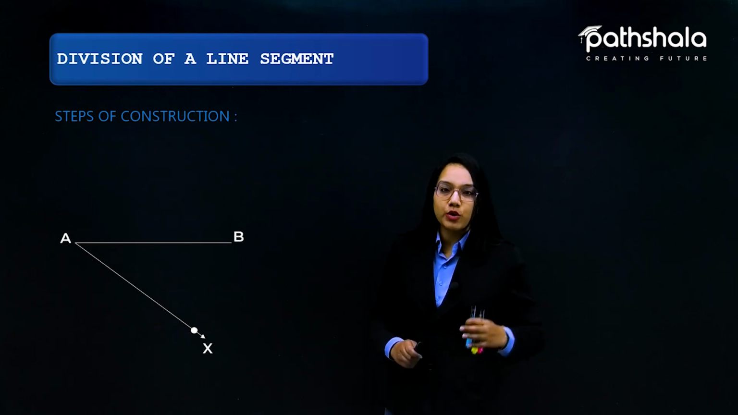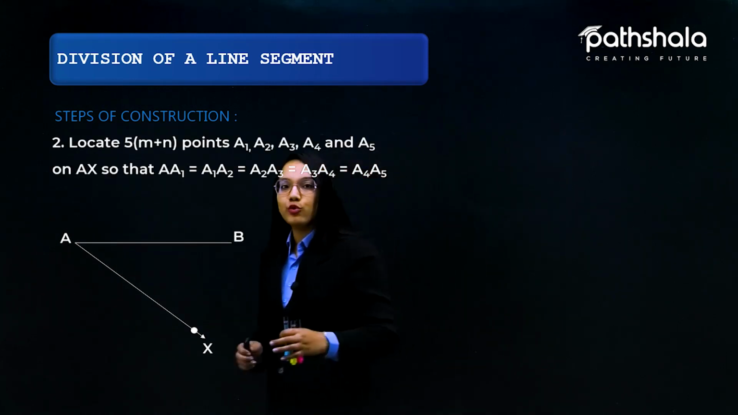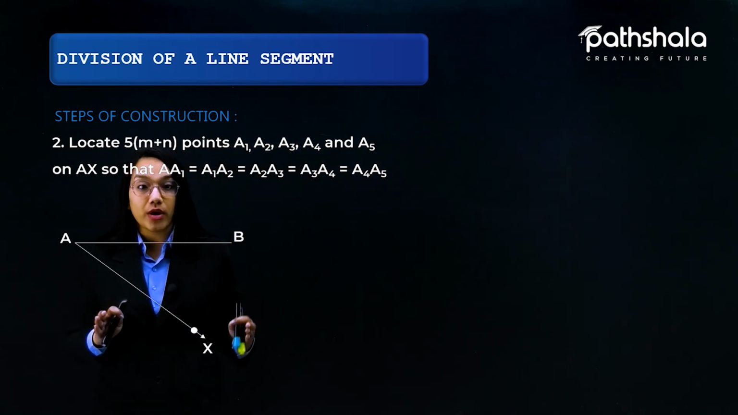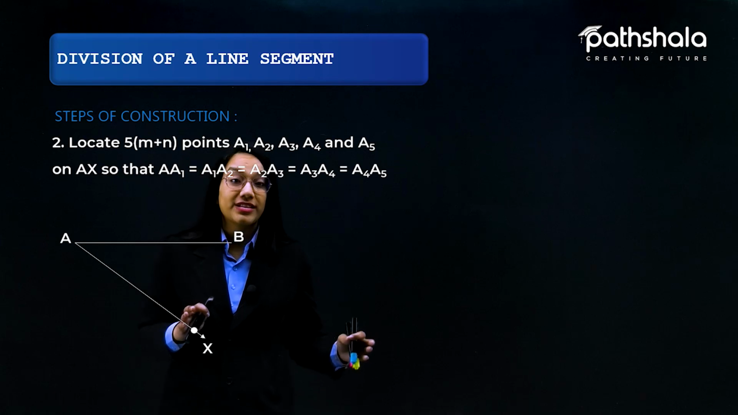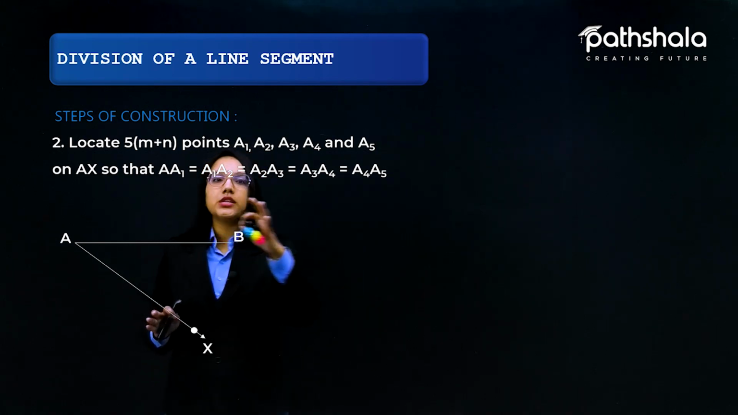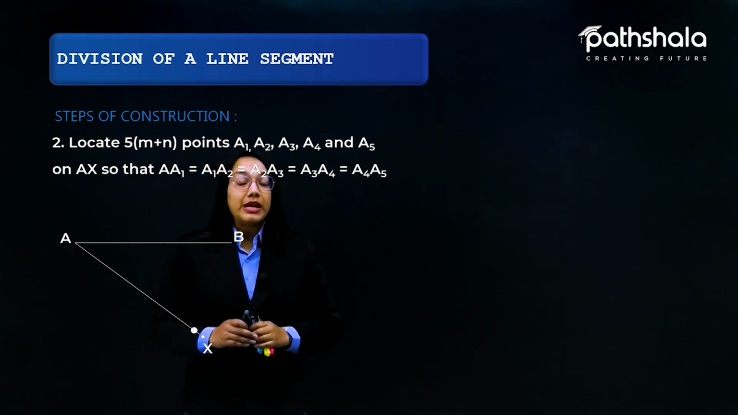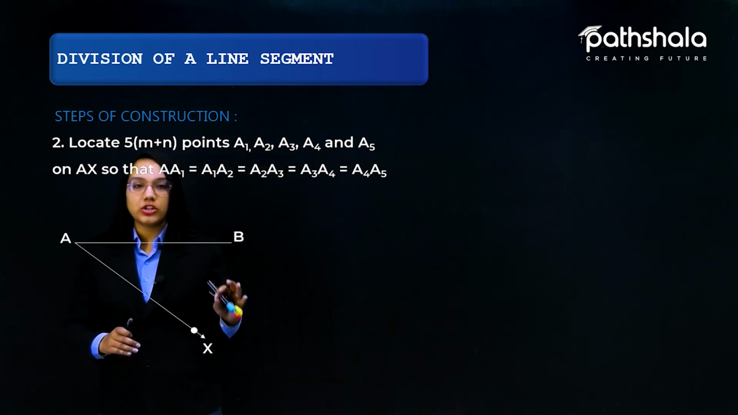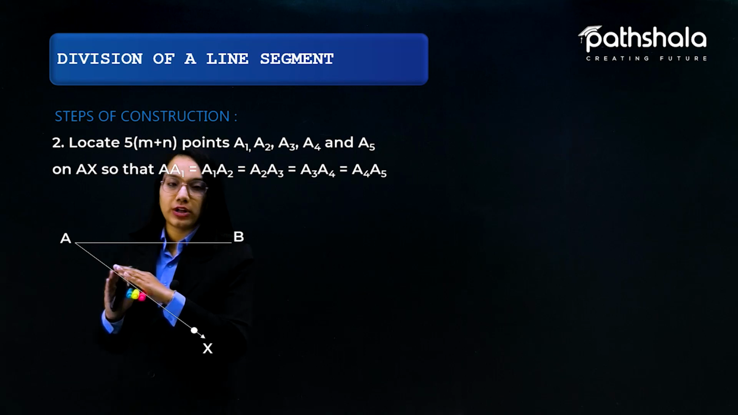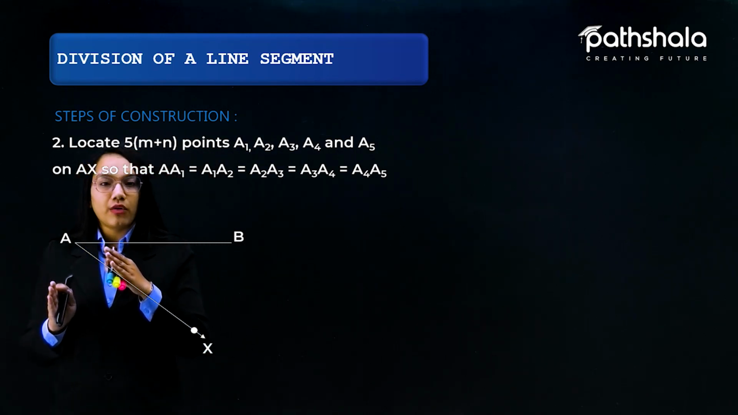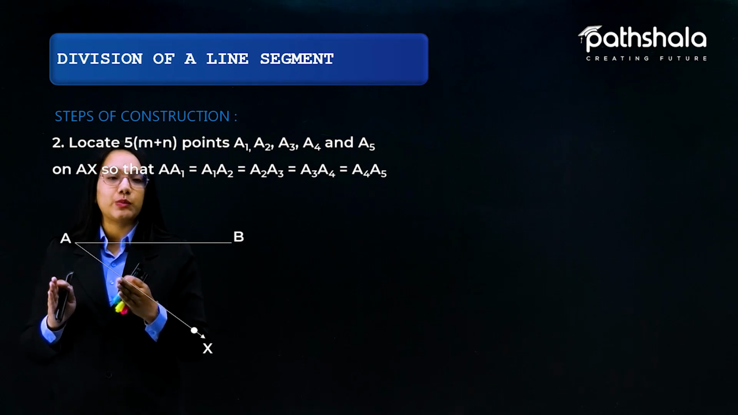So step number 2 was that we have to locate 5, that is m plus n points, A1, A2, A3, A4, A5 on AX, so that all these segments or sections are equal to each other. What does it mean? It means that the very first step was to draw the line segment AB, and then draw the ray AX, which makes an acute angle with this particular line segment.